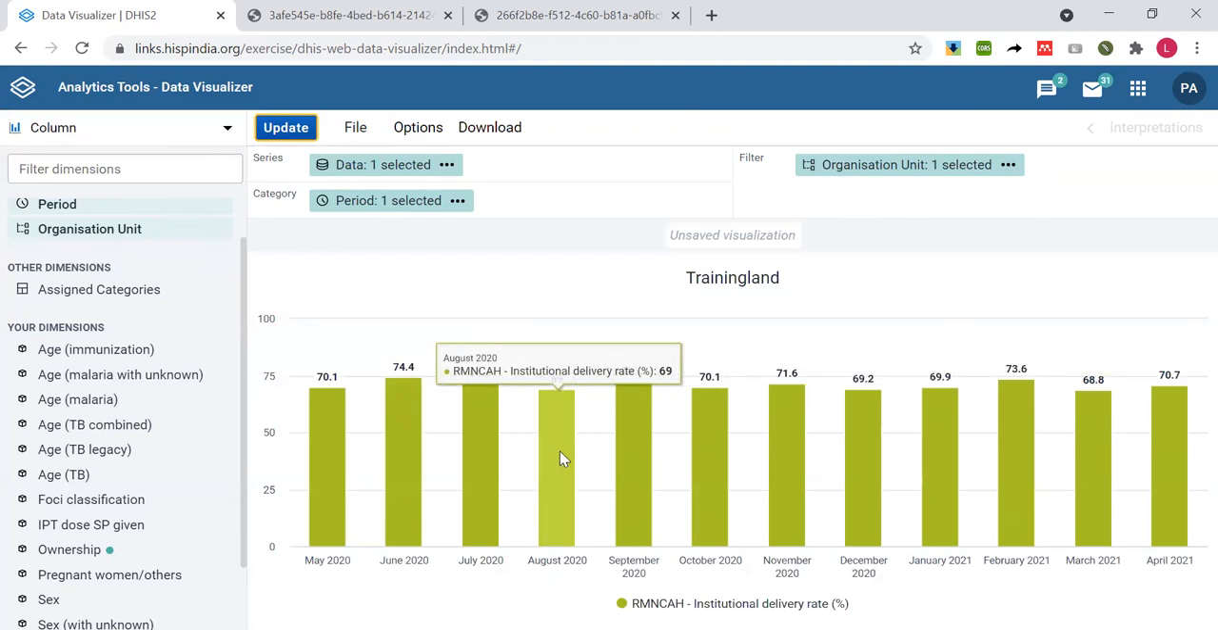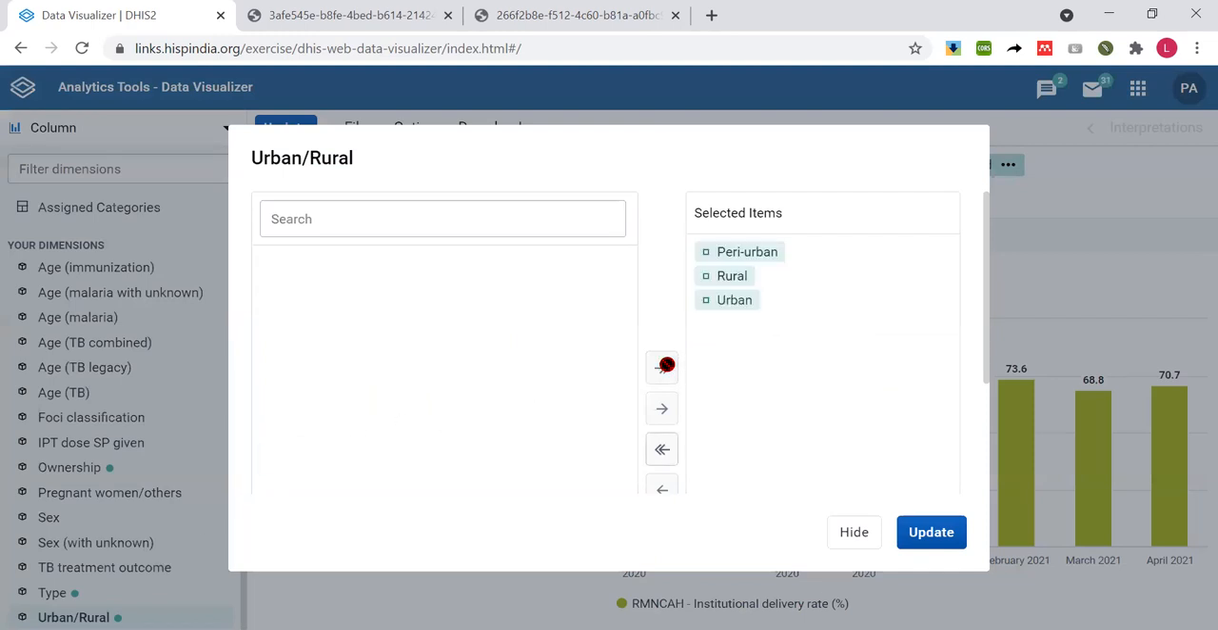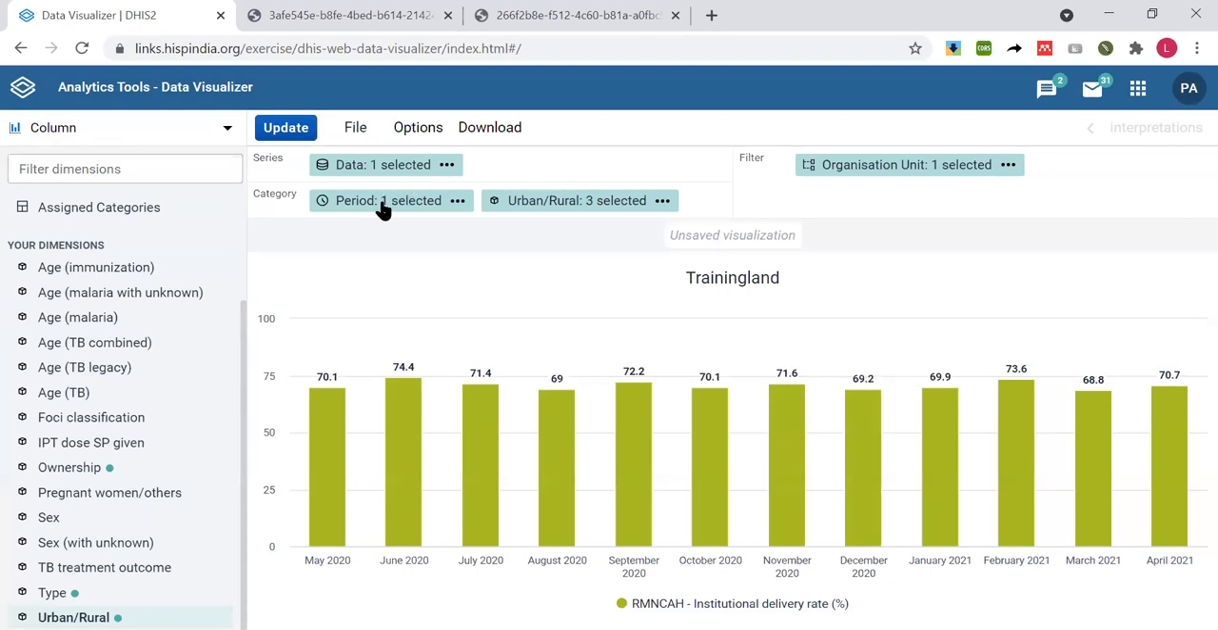So when I do that, this is what happens. This is the plain chart that we had before. In this one, we have one y-axis, which is representing all the values, and one x-axis where we have all the periods of the last 12 months. What we can do is complicate this chart by adding urban, rural, peri-urban. I click here and select add to category. I select these three, and I will hide it so that I see period and urban rural coming here.